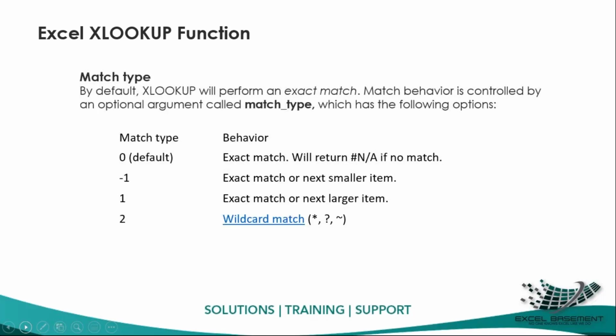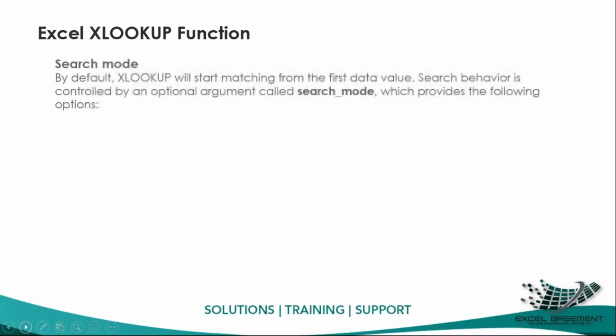So these are the match type criteria which we can apply. As I told you, it depends on the situation. Either we are going with the exact match, or the approximate match, or the partial match, and we are using the wildcard. Okay.